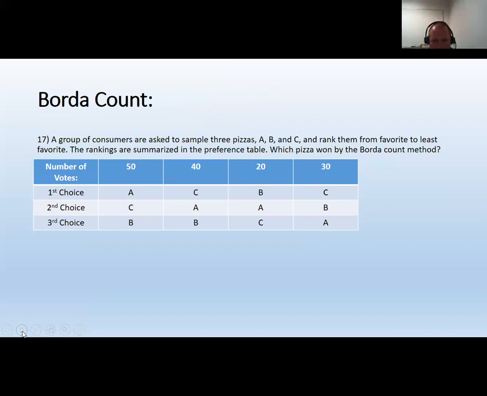Let me read through the problem here. It says a group of consumers are asked to sample 3 pizzas, A, B, and C, and rank them from favorite to least favorite. The rankings are summarized in the preference table. Which pizza won by the Borda count method? So you've got this preference table here, and we're going to determine the winner by the Borda count. Let me give you about 3 minutes on this problem, and then we'll go over it together. And this is the last problem in our review.